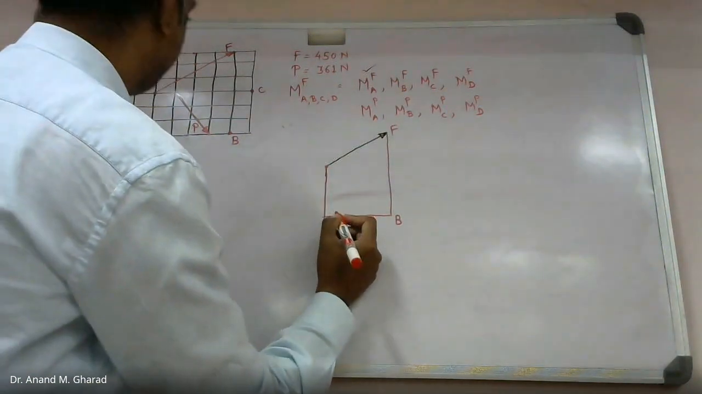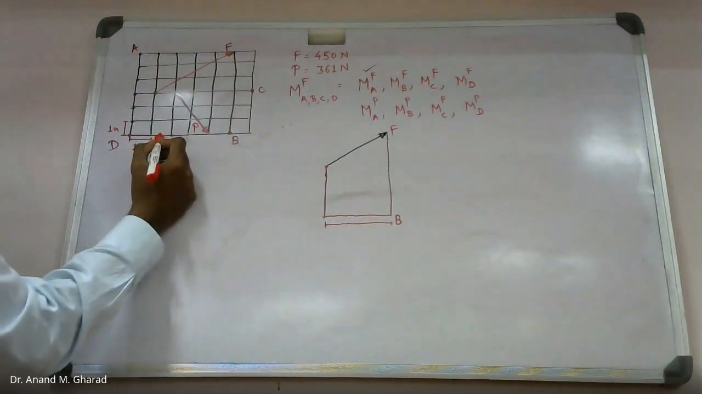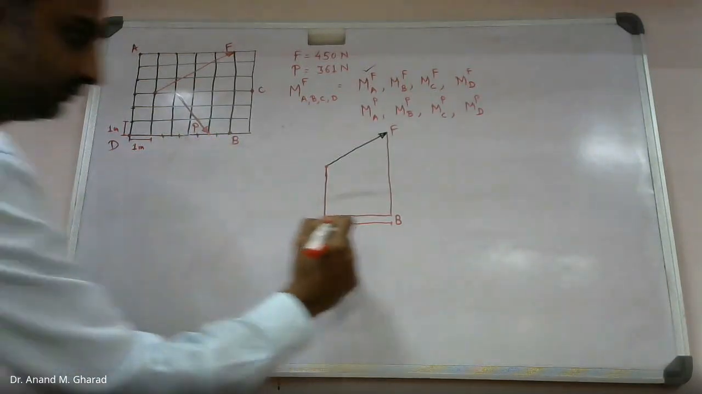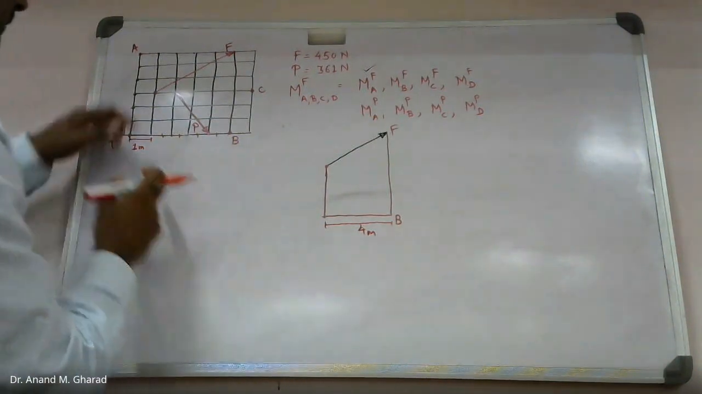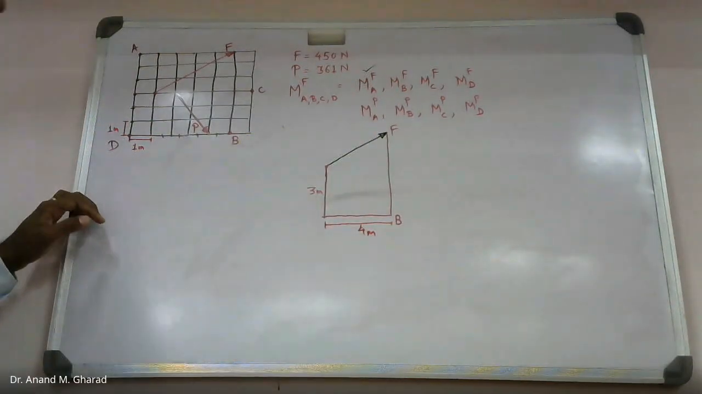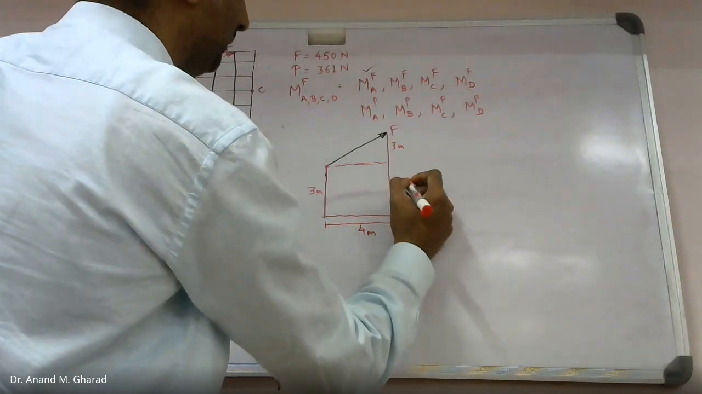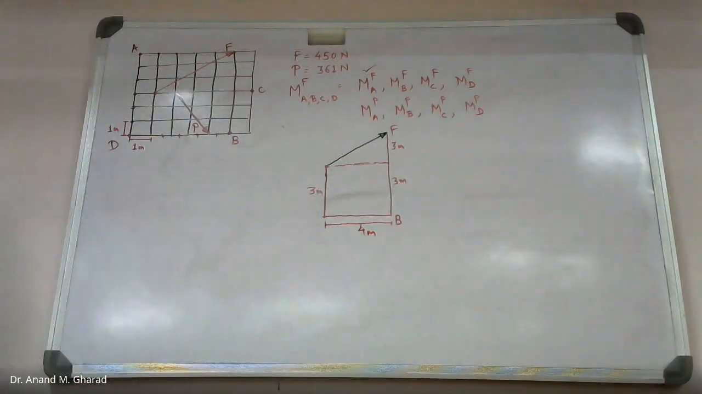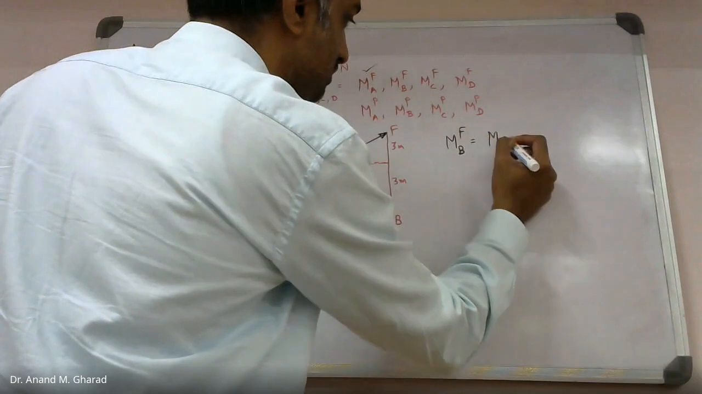Can you please let me know what this distance will be? Count these 4 blocks: 1, 2, 3, 4. So it is 4 meter. Similarly, count these 3 meter, and this much is 6 meter. That means the remaining is 3 meter. Although it is not looking like it, this is 3 meter. Correct. So to find the moment about point B due to F, apply Varignon's principle.